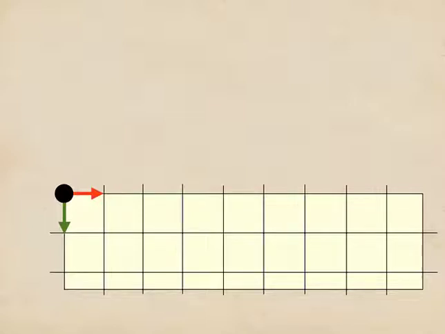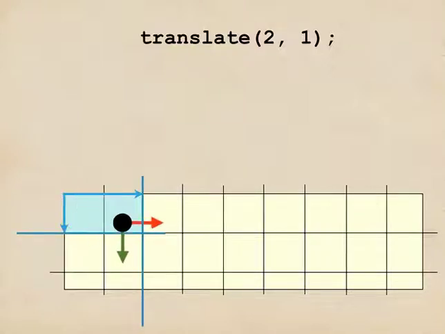So the first thing I'll do is translate by 2 in X and by 1 in Y. It's going to be this little square, 2 pixels to the right, 1 pixel down. So we know what to do. Translate by 2 means give me 2 copies of the x-axis. Translate by Y says give me 1 copy of the y-axis, find their intersection, and move there. So that's the result of the translate.